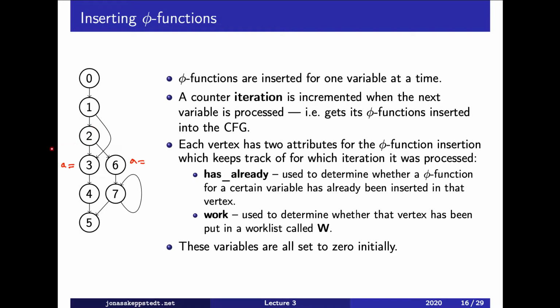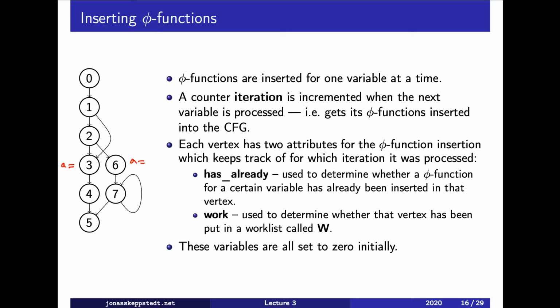The reason we need that is that there can be several reasons for inserting phi functions. Suppose we have an assignment in vertex 3 and in vertex 6. Then both these vertices have 5 in their dominance frontier, so both would want to insert a phi function in 5. Obviously, we can only have exactly one phi function for A in 5.